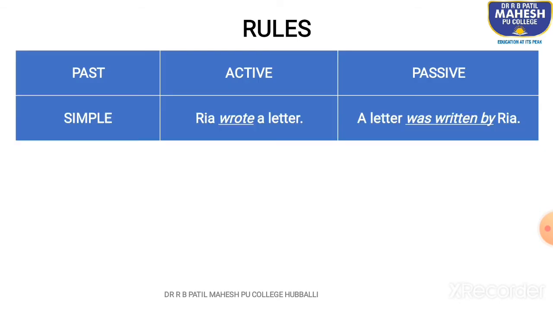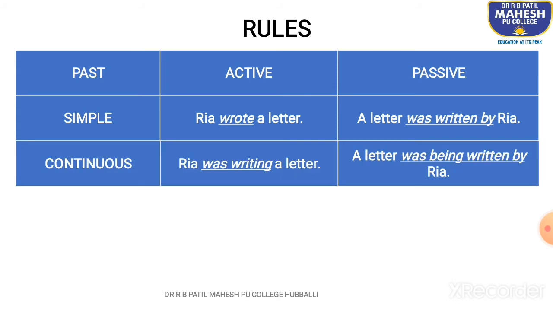Past tense, simple past. Ria wrote a letter. A letter was written by Ria. In the previous example, it was simple present, so we used is. Now it is simple past, so we use was, and along with that, that's a constant, which is the third form of the verb, written. Continuous. Ria was writing a letter. A letter was being written by Ria.